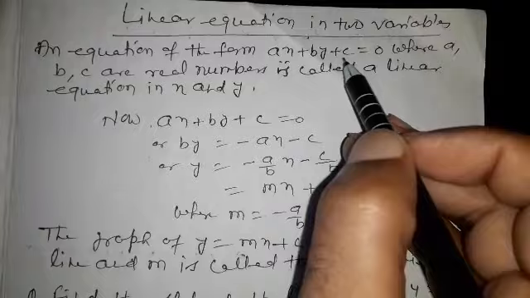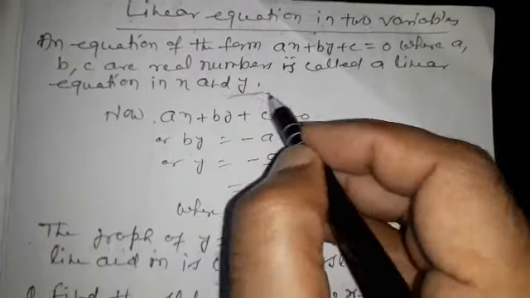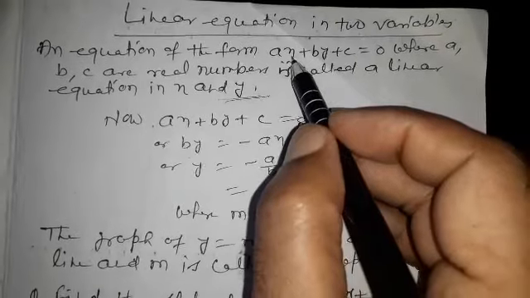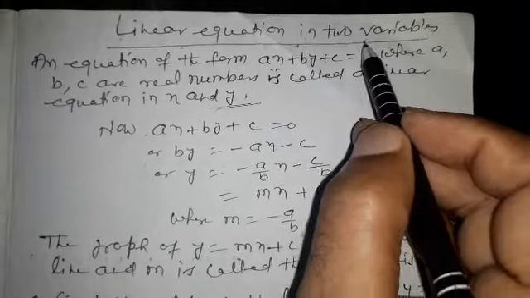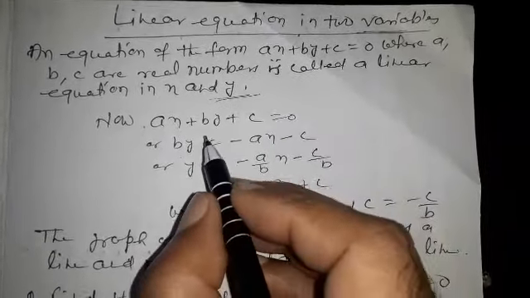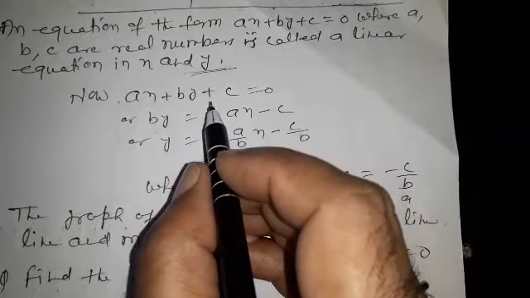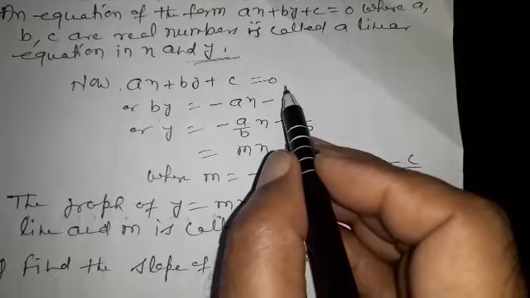And ax + by + c = 0 is called an equation in x and y, because it has two variables x and y. The chapter is linear equation in two variables, so there are two variables. Now we want to find its slope. What is slope?